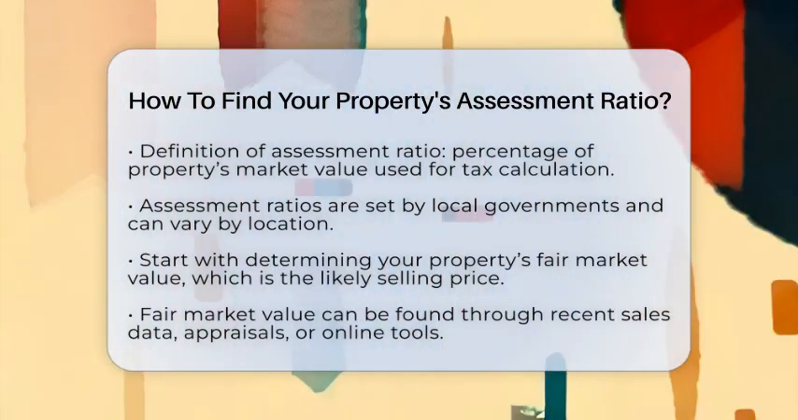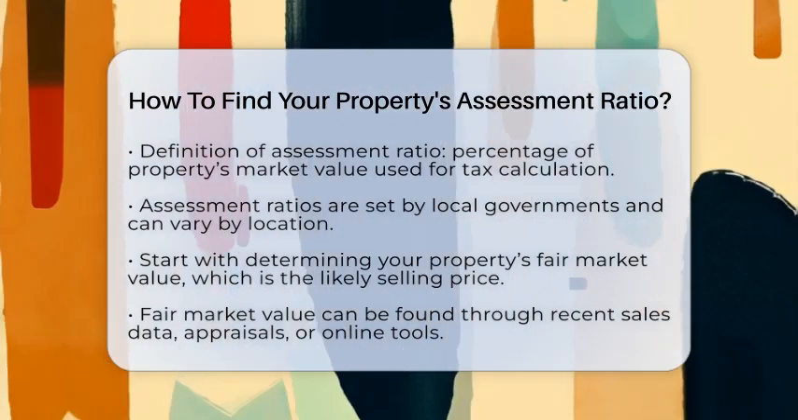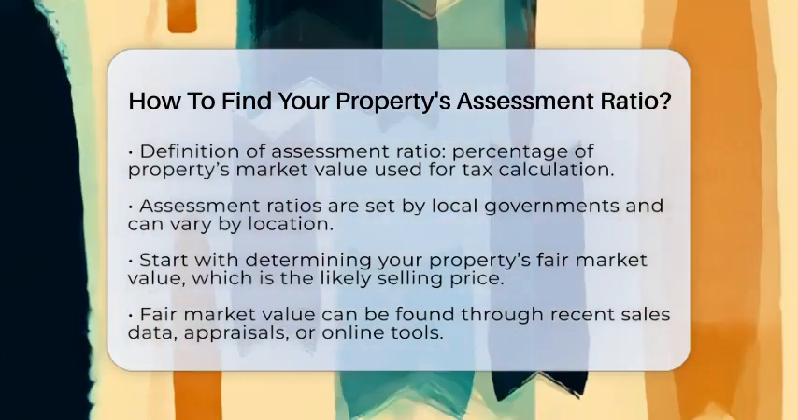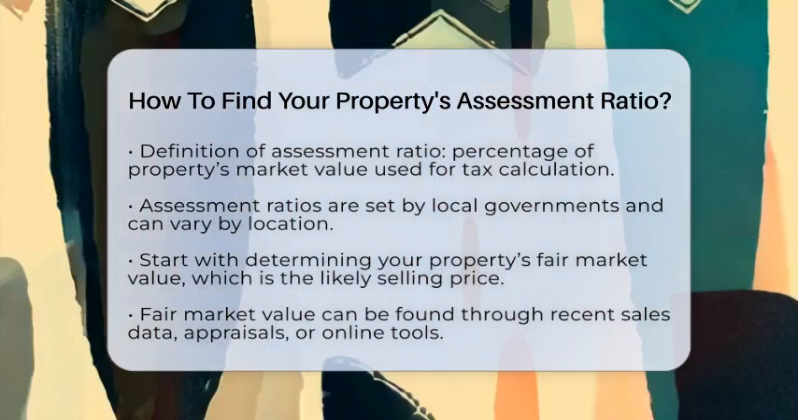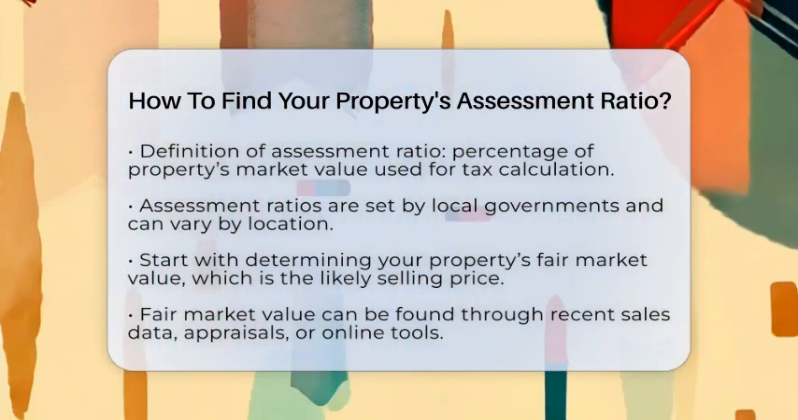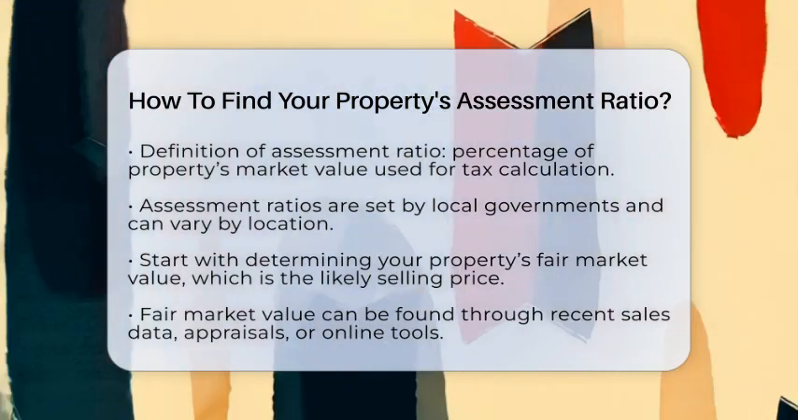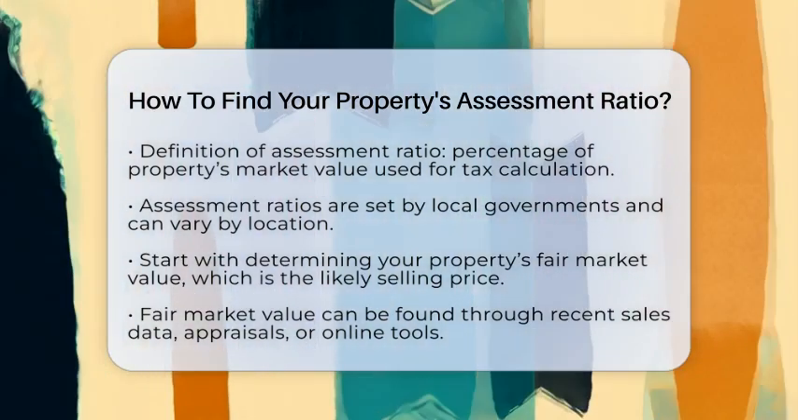To find your property's assessment ratio, you need to start with your property's fair market value. This is the price your property would likely sell for in an open market. You can find this value through recent sales data, an appraisal, or online valuation tools.